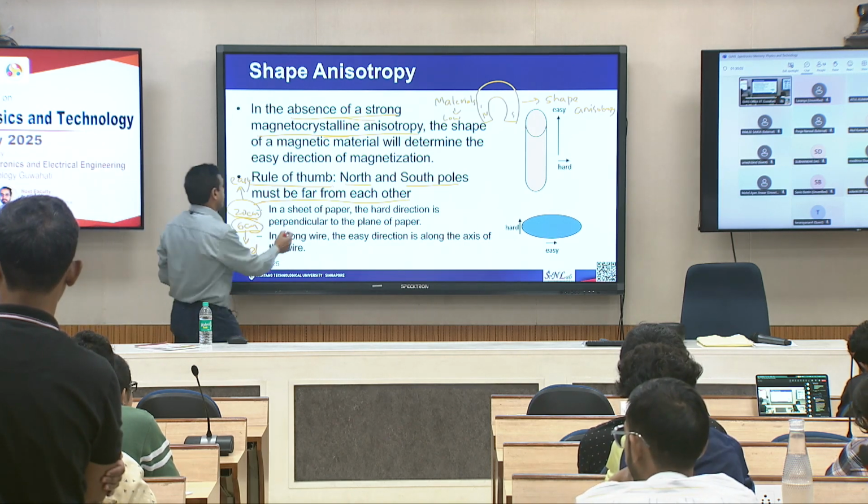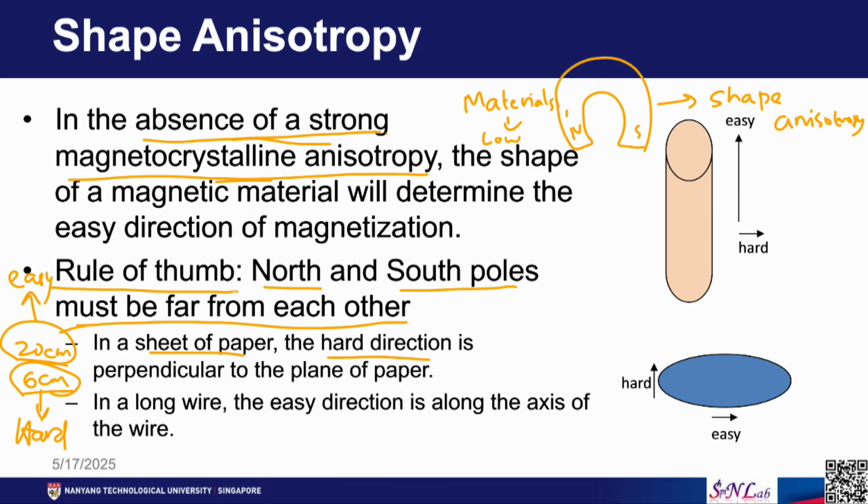So, in a sheet of paper, hard direction is perpendicular to the plane of the paper, and if you take a long wire, the easy direction is along the length of the wire. If you take an ellipse, for example, if you magnetize along this direction, the north and south poles are far away. So, this is the easy direction. If you magnetize along this direction, north and south are closer. So, this is hard direction. So, this is the concept of shape anisotropy.